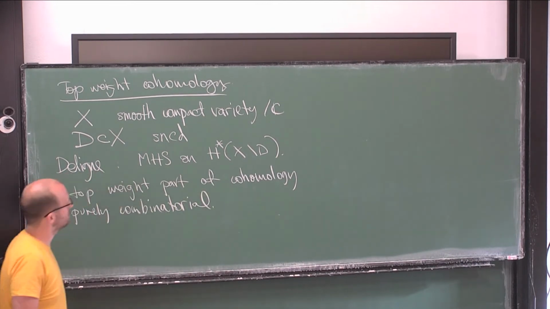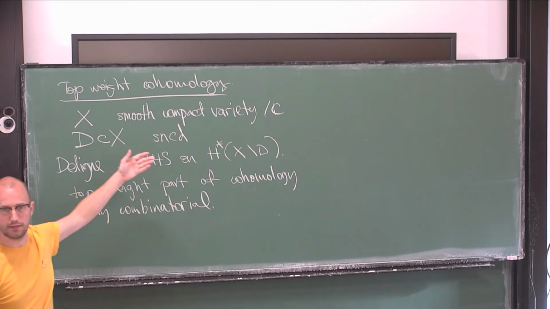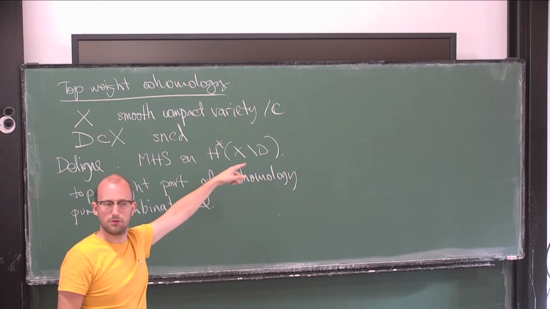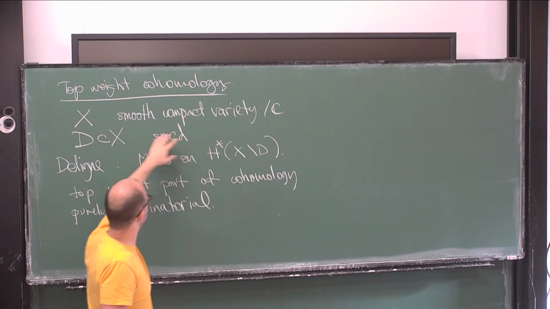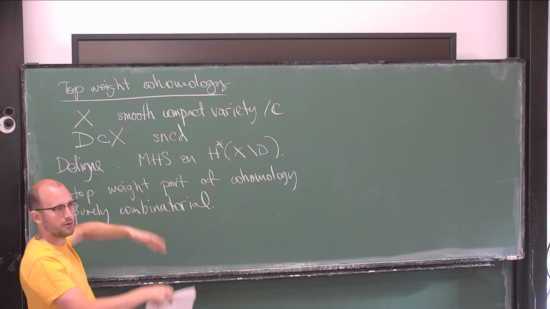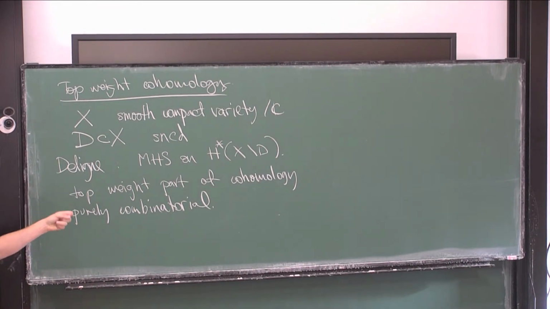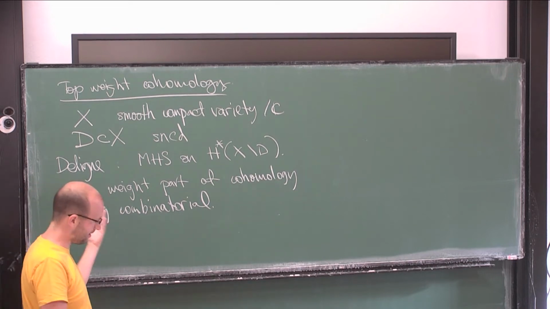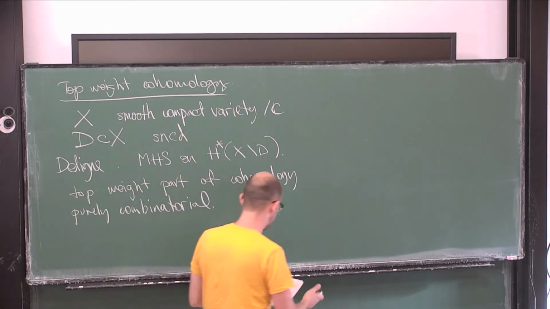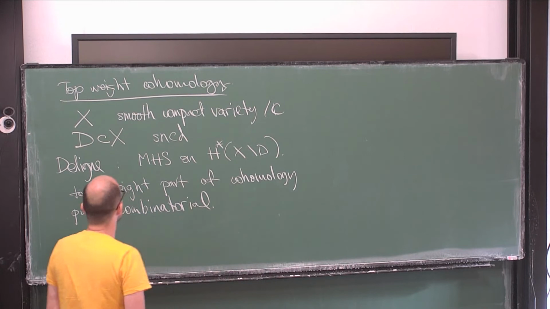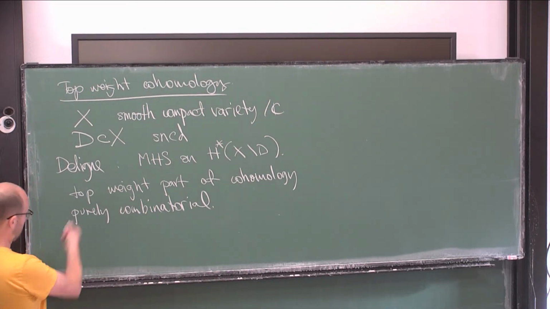What I mean by that is that in general, this description involves the cohomologies of all of these divisors, all of the components of these divisors and all of their intersections. But if I only care about the top weight part, I only see H0. So I see a copy of Q for each component. That's why it's all combinatorics. And this goes back to the 70s.